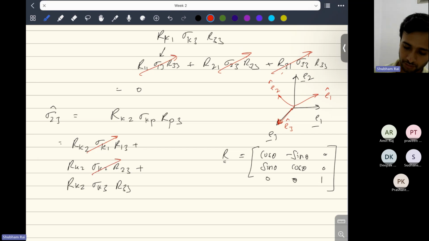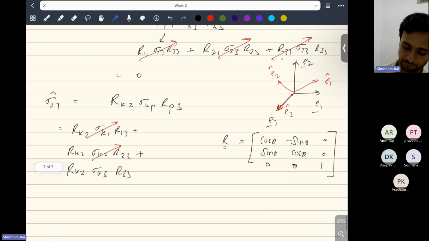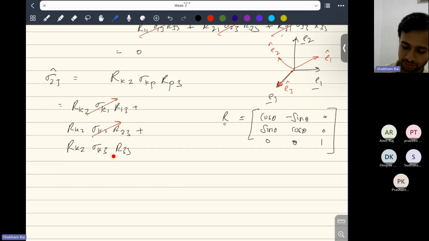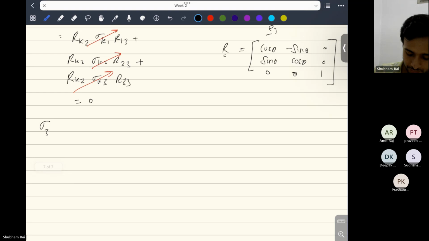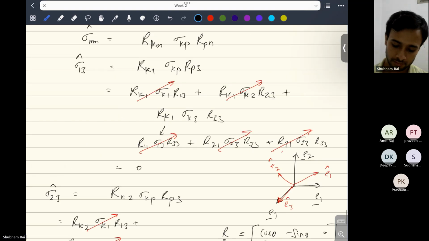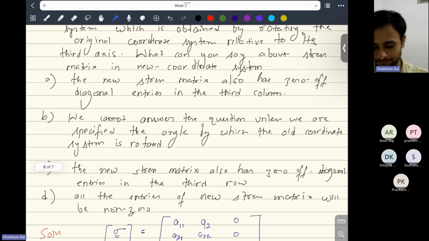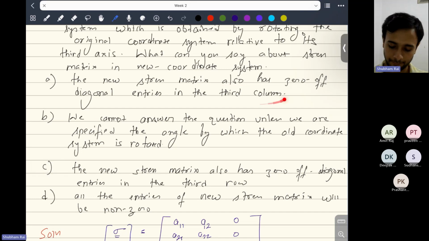Here R23 is 0. And again, you have to expand about K. So first term will be R12 sigma 13, and sigma 13 is 0 here. And R22 sigma 23, sigma 23 is also 0. And here now you have R32 sigma 33. Sigma 33 is not 0, but R32 is 0, right? So this will also vanish. So you have this term also as 0. Now let's find out sigma 33. I'm just finding out the components of the third column. Okay.